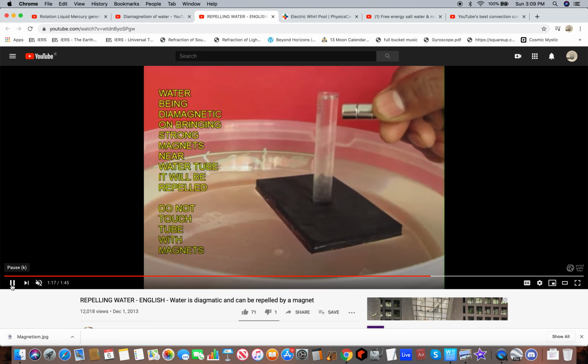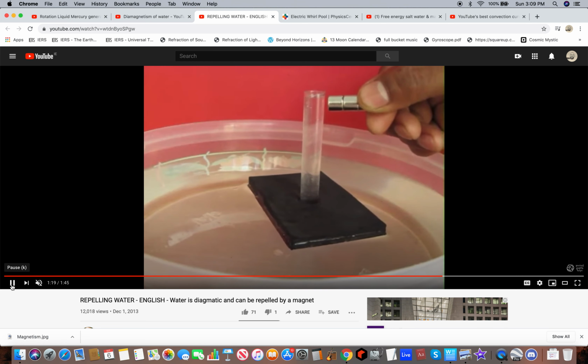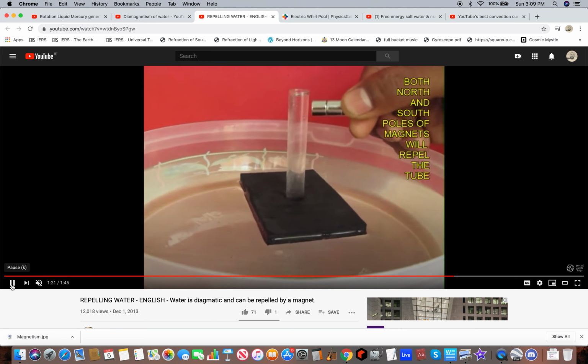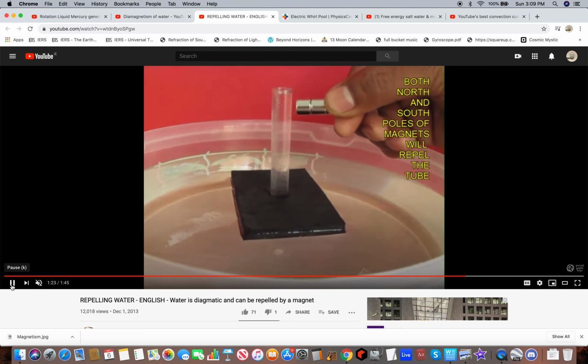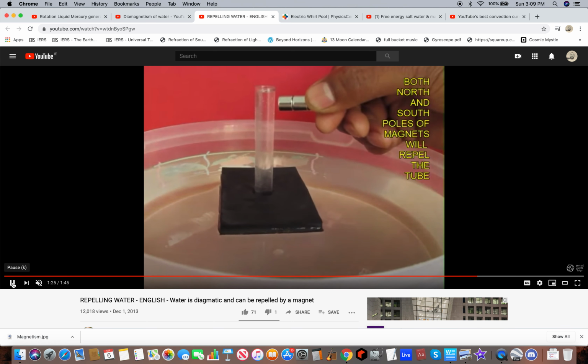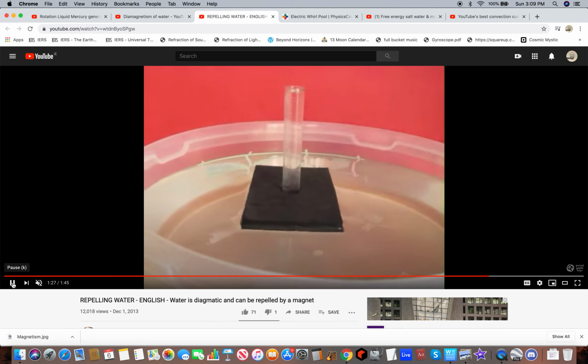Even though there's been a flow caused by the fact it went over from left to right, it still won't go near the magnet. It pushes back against it as it creates a magnetic field of its own against the magnet.